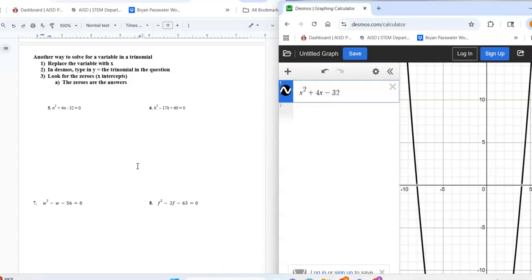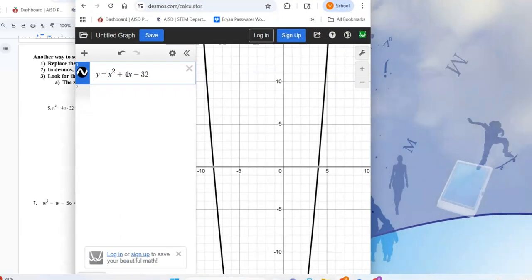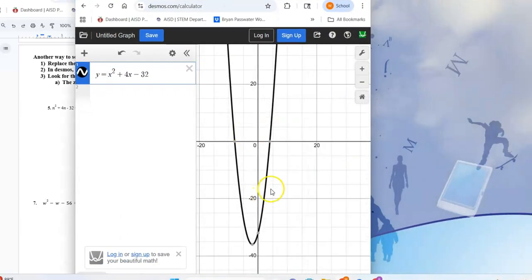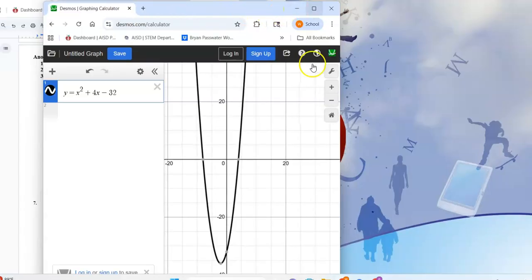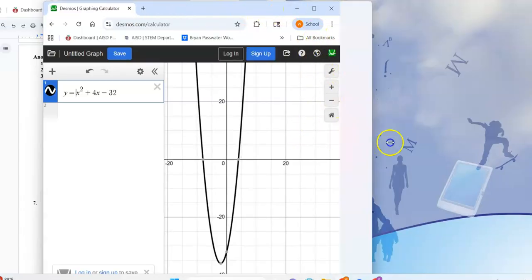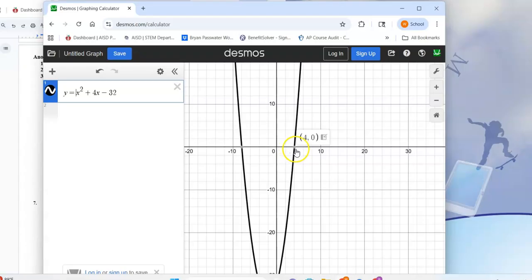So I replaced the variable with x. In Desmos, type in y equals the trinomial in the question. That means I make this say y equals. Now when you do that, I want you to notice what happens. It makes a parabola. And the two zeros, meaning the two x-intercepts of this drawing, which are 4 and negative 8, are the answers. Yes, that is a quick, easy way to do it.